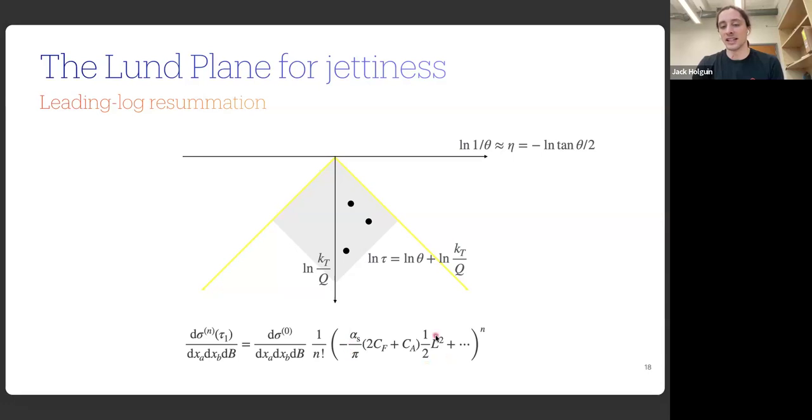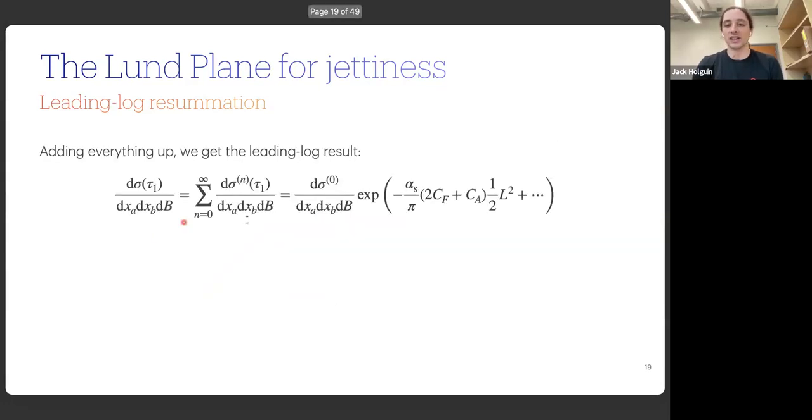So you would get the same factor of alpha s over pi times the color factors times the half log squared. But these particles are bosonic, so they've got a symmetry under exchange. So we need a 1 over n factorial for that symmetry. And this gives us the general nth term in the series, which we can sum and recognize as being an exponential. Okay, so that's the classic derivation of the double log resummation of one jettiness.